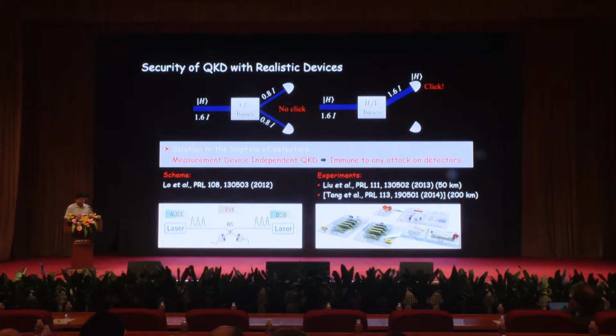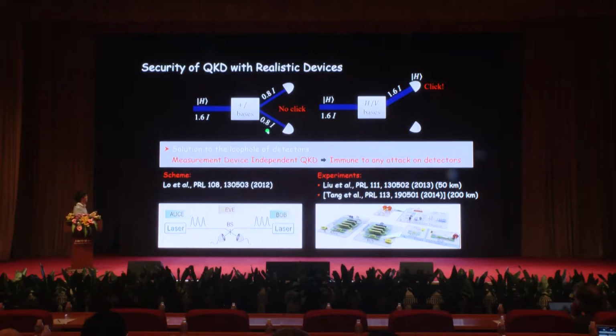For detectors, the next loophole is caused by the imperfect single photon detector. For example, if an eavesdropper uses strong light to blind the detector, say the threshold is 1.6 I, the detector will respond only when the intensity is beyond the threshold, which means it will only respond when the measurement bases are exactly the same as the eavesdropper's.